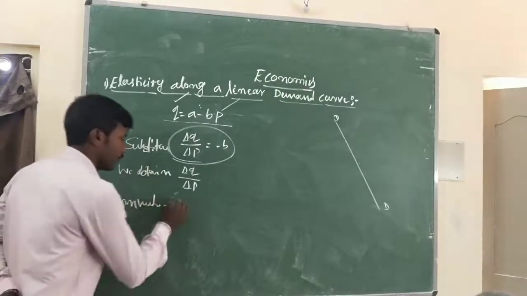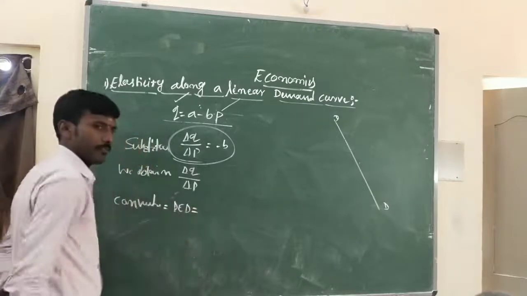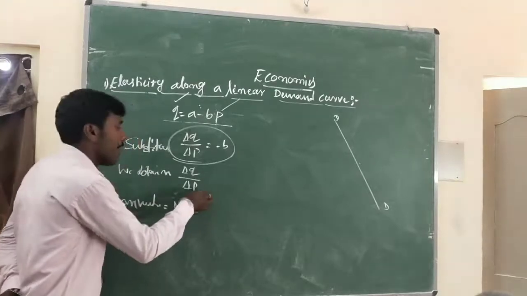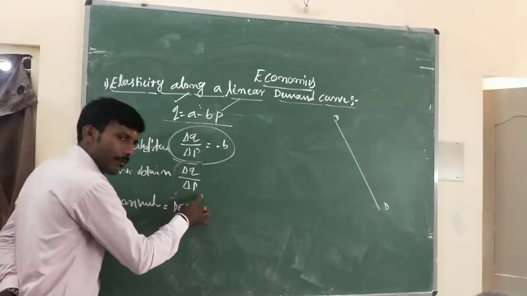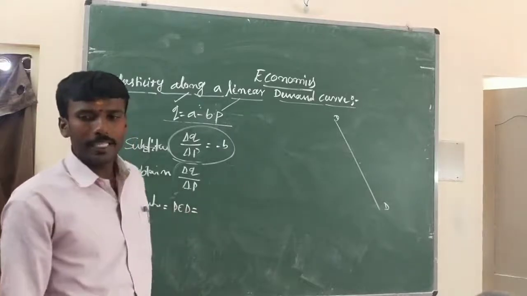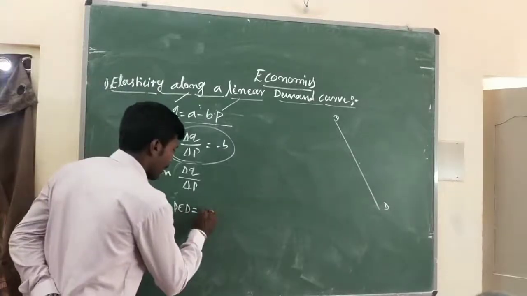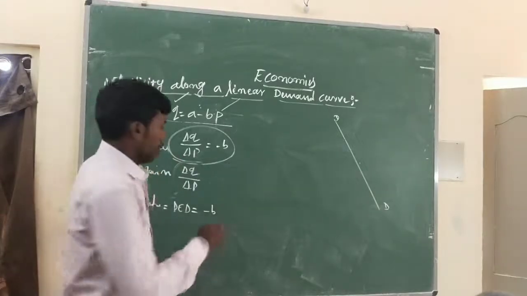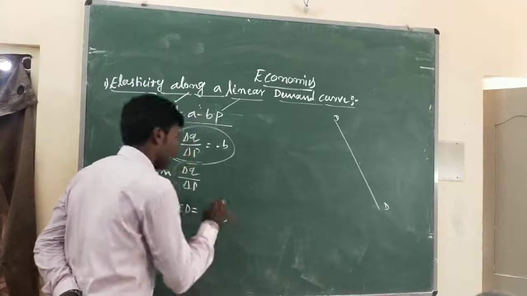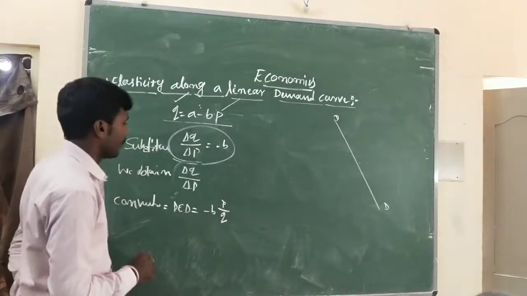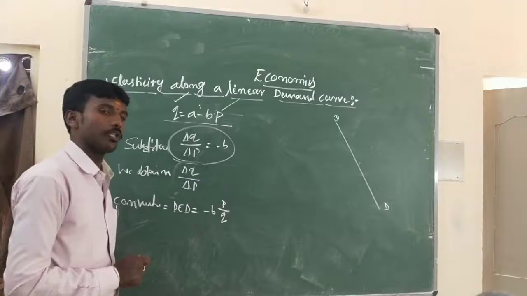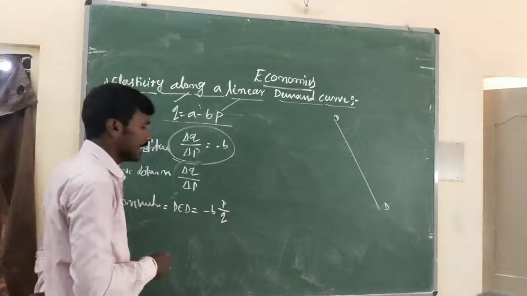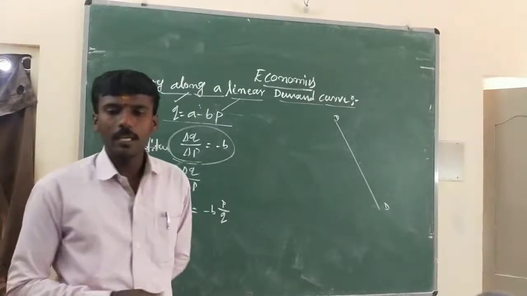Into PED equals, this value is there now, delta q by delta p. Now this equation can be converted into PED equals minus b p divided by q. ಓಕೆ, delta q by delta p ಇರೋದನ್ನ ಇನ್ನೊಂದು ಈಕ್ವೇಷನ್ ತರ ಕನ್ವರ್ಟ್ ಮಾಡ್ಕೊಳ್ತಾ ಇದೀವಿ. ಅದೇನಪ್ಪ ಅಂದ್ರೆ ED or PED equals minus b p by q.